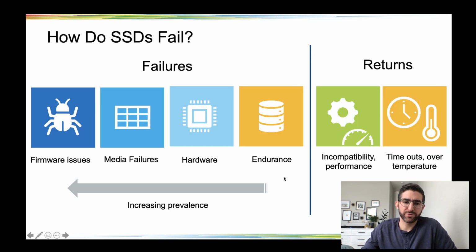So the first thing is really about how SSDs fail. This is very important for monitoring the health of SSDs, because the increased prevalence tells you where to look for the likely candidate of a failure. Most people think SSD failures happen from endurance or hardware failures, but if you look at this, that is actually a very, very small percentage of actual failures.